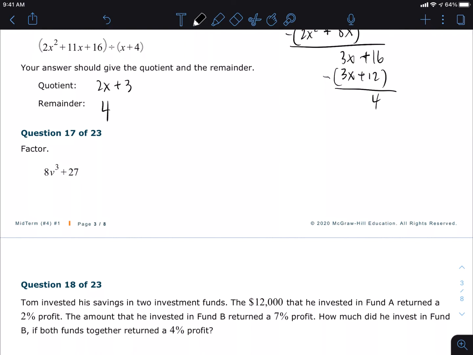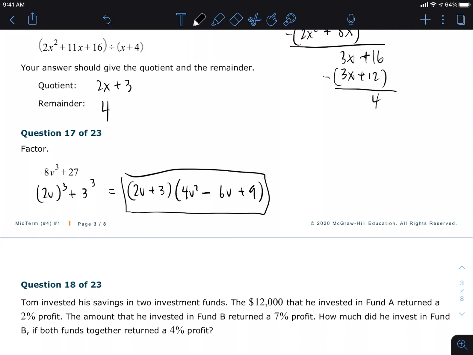This one's asking us to factor, so I'm going to go 2v to the third plus 3 to the third. So this is a cubic, and there's a rule that tells me I get 2v plus 3, and then 4v squared minus 6v plus 9, and that's my solution.